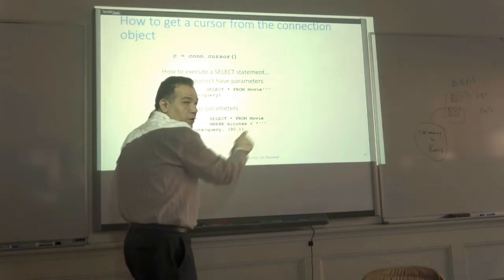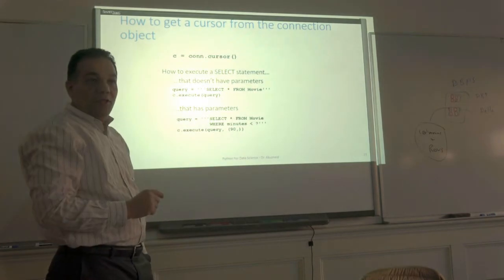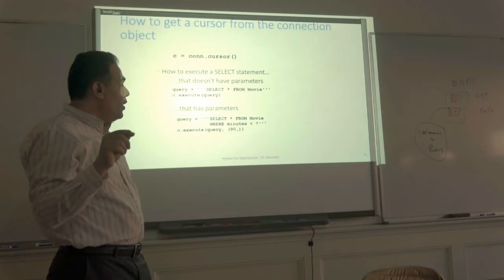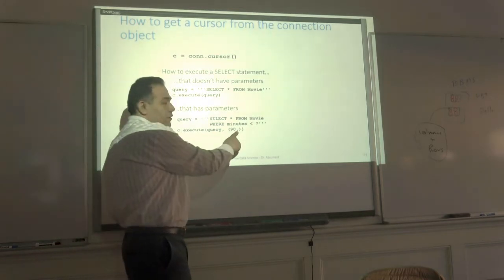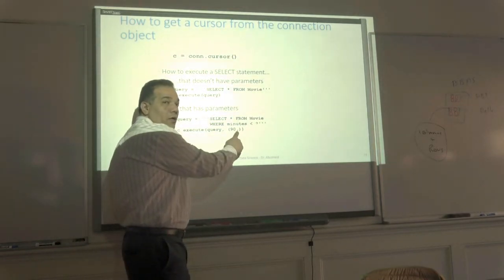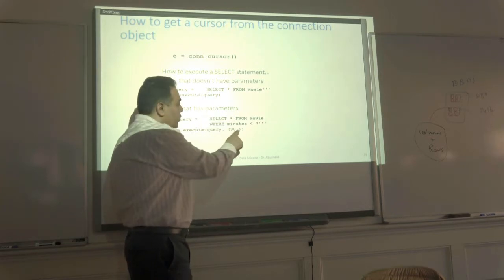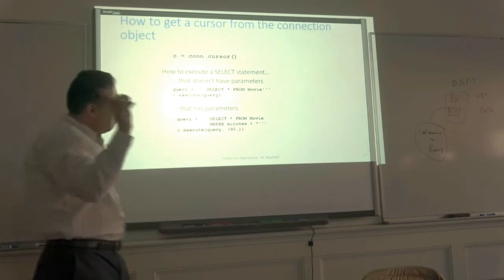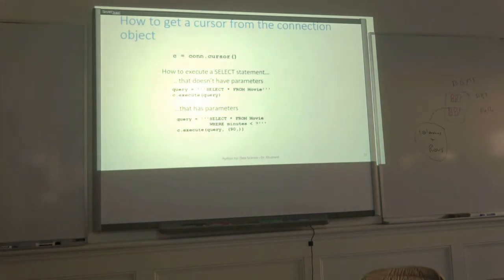I could have multiple variables: question mark, question mark, question mark. If I have only one variable, when I pass it, I have to add a comma. If I have two variables, say 90 and 80, I don't have to add another comma at the end. Only if it's one.